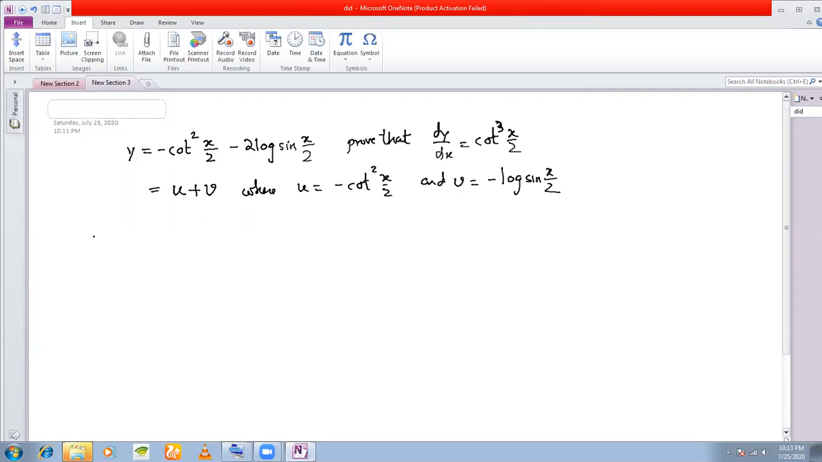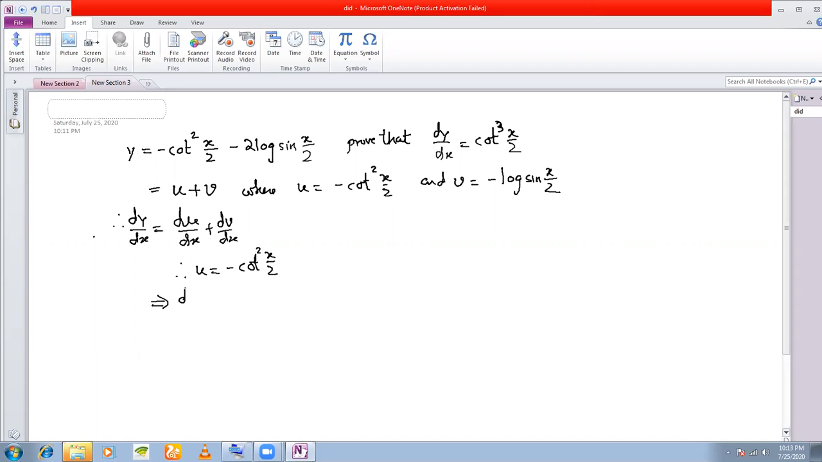So let us first differentiate u. Therefore, what is dy dx? dy dx is du dx plus dv dx. So let us proceed to find du dx first. Therefore, you have u is equal to minus cot square x by 2.